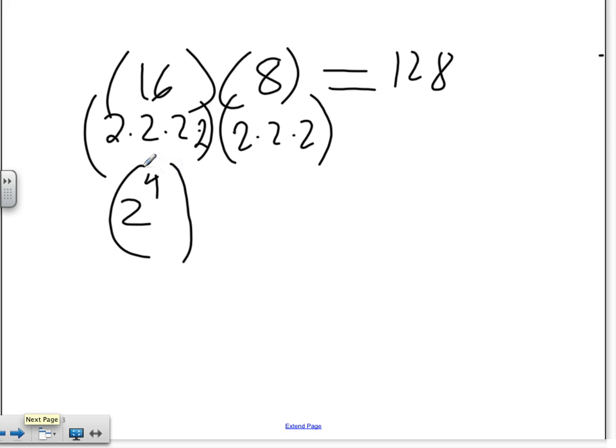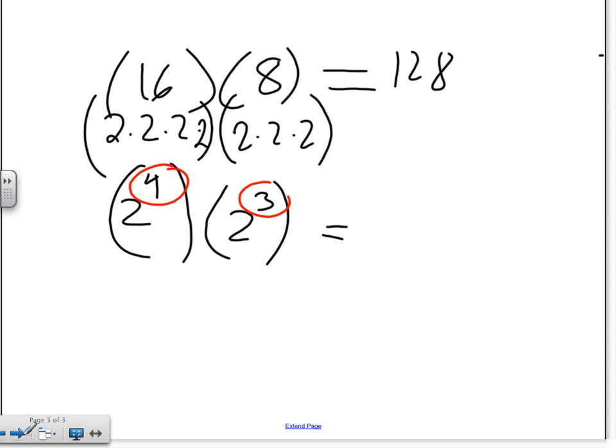Over here, how many sets of 2 do you have? 3. So don't you write 2 to the 3rd? Right? Yeah. 2 to the 3rd. And notice that the power, I hope you notice something, but how many 2's do you have here if you count them all? 7. Interesting. We can add. Notice how the powers, if you add them, 4 plus 3, is 7.